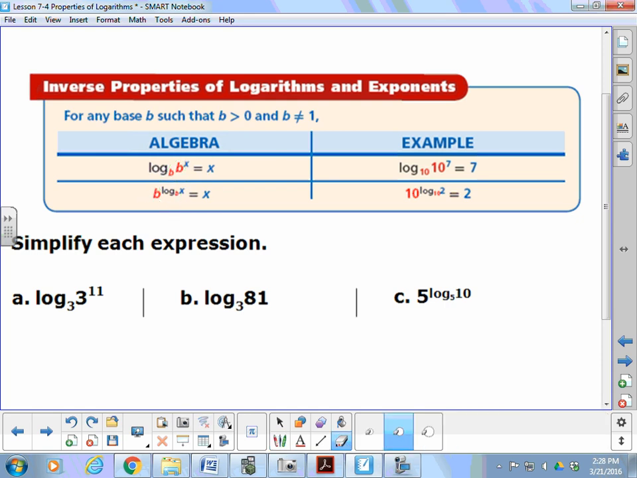Just like here, so log base 10 of 10 to the 7th power, since these two 10s are the same, it just equals 7. The base here is 10, the base there is 10. So since they're the same, they're inverses of each other, it just equals 2. All right, so that's the inverse property.